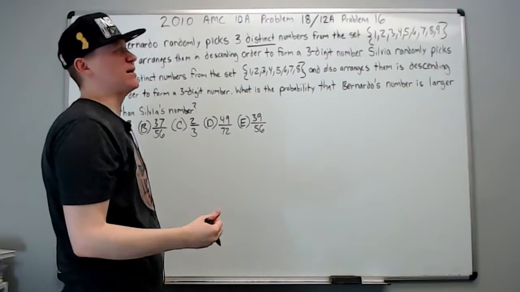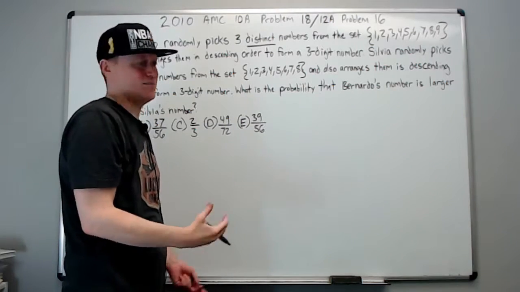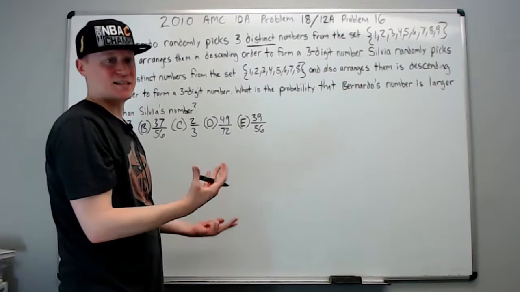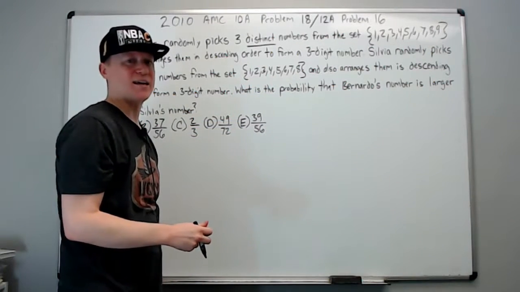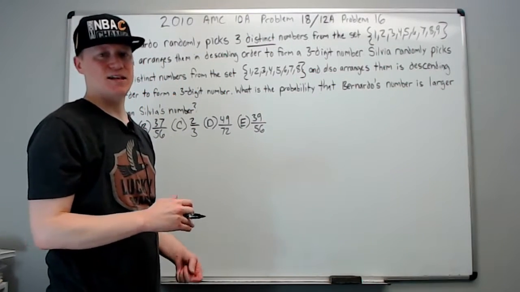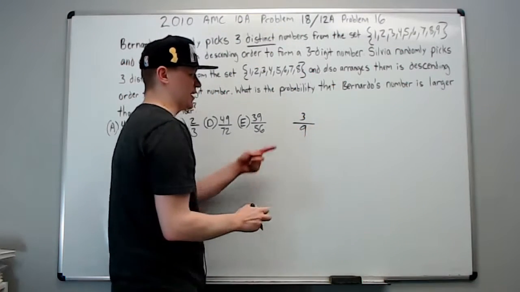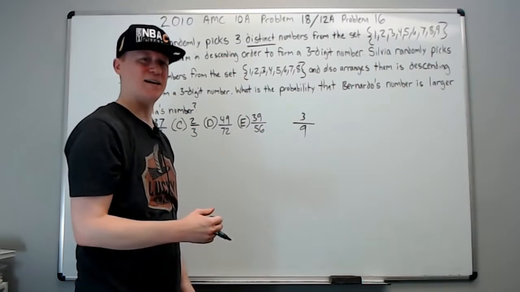Okay, so let's think about this. If Bernardo gets a 9, he wins, right? Because she doesn't have access to a 9, any number in the 900s, and descending order will be in the 900s, is going to be bigger than any number she can create. So let's start there. What's the chance that Bernardo gets a 9? You might say intuitively that it's 3 out of 9. He's got 3 chances and there's 9 numbers, so 3 chances to get a 9 out of the 9 numbers.